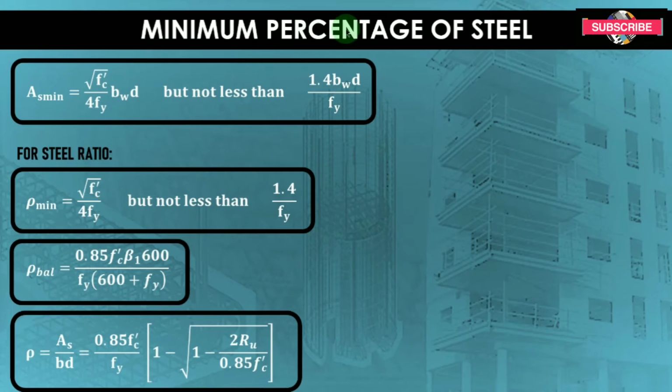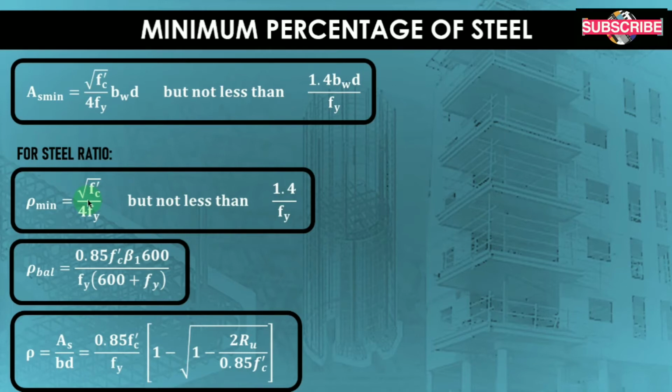At saka the minimum percentage of steel. So nandoon din to sa code natin, no? So area of steel minimum is just equal now to the square root of fc prime over 4Fy times your width times your depth, but not less than this 1.4 times the width times depth over this Fy. Okay? At para naman sa ating steel ratio, ang rho minimum natin as per code is this square root of fc prime over 4Fy, but not less than this 1.4 over this Fy.